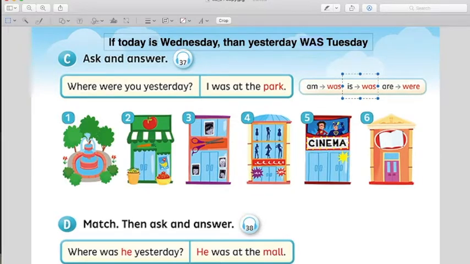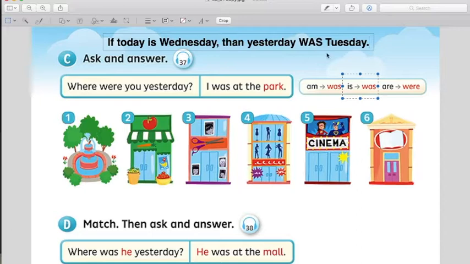I'm putting was in capital, so you see how we change. Today is Wednesday because that's today. Then yesterday was Tuesday. And we use capital letters for the days of the week. So Monday, Tuesday, Wednesday, Thursday, Friday, Saturday, Sunday, we use capital letters. And this would be a period there. So this is how we use was. Is changes to was, am changes to was, and are changes to were.